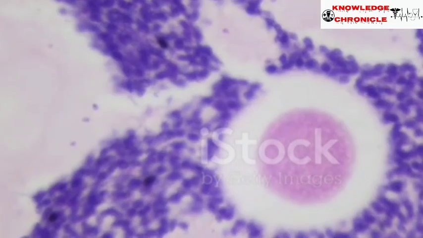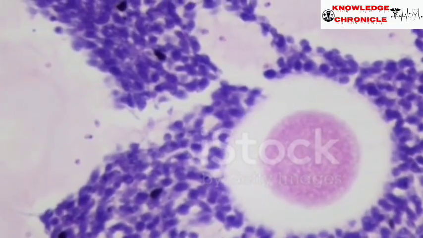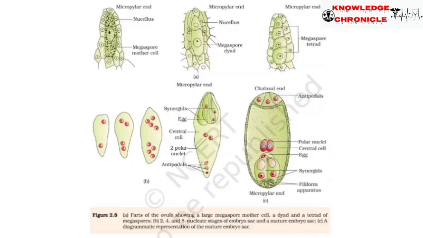Inside those integuments, you'll find the nucellus, a tissue that's rich in nutrients. And right within the nucellus, the embryo sac develops. That's the female gametophyte. Oh, and at the opposite end of the micropyle, there's the chalaza, which is basically the base of the ovule.